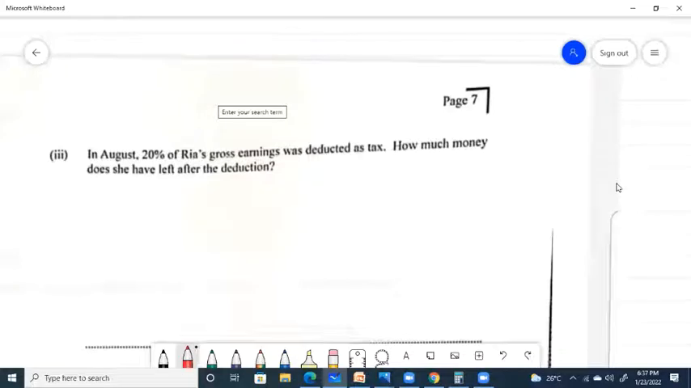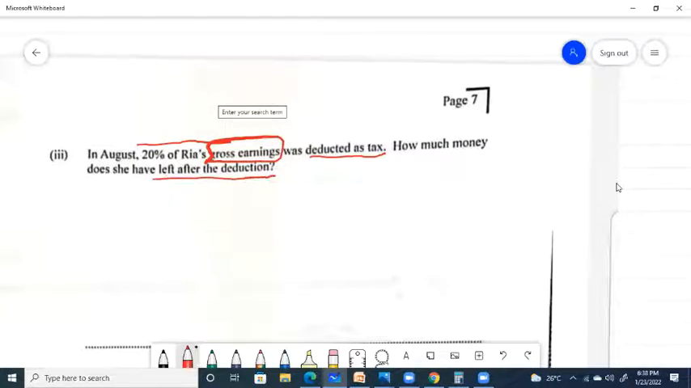In August, watch this now. In August, 20% of Rhea's gross, pay attention to details, gross, right? So 20% of Rhea's gross was deducted as tax, 20%. And when we talk about deducted, we're talking about remove, taken out. The question went further to say, how much money does she have left after the deduction?